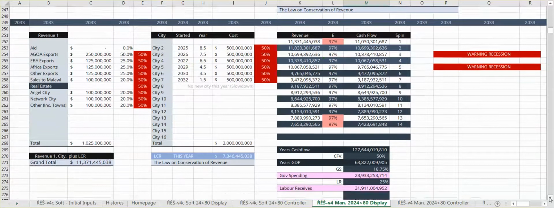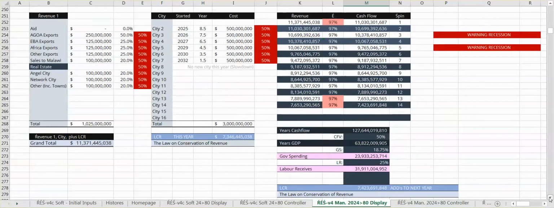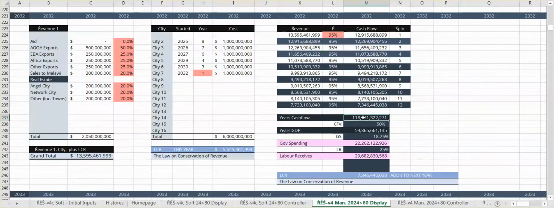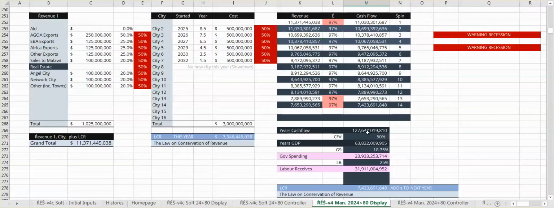2033 sees a recession warning, and all income from trade and real estate is halved. See here, the real estate and exports. All of that is halved, but as E is increased to 97 and spin is increased to 14, cash flow continues to increase. We can see last year's cash flow before the warning, 118, and this year's 127.